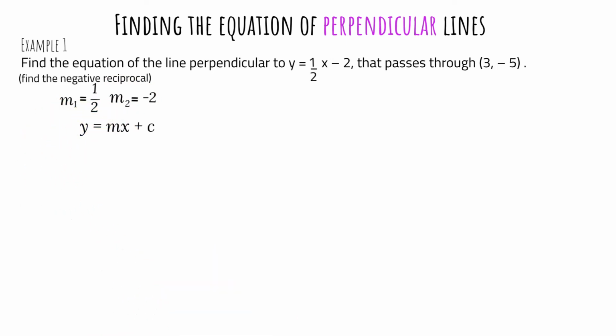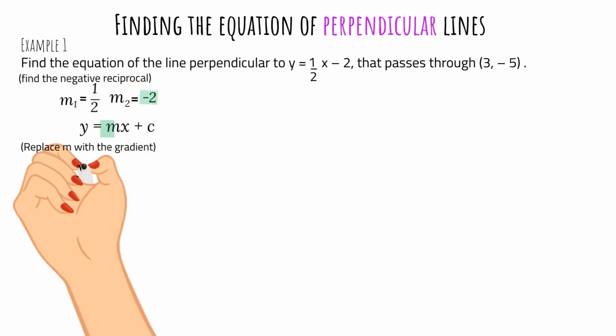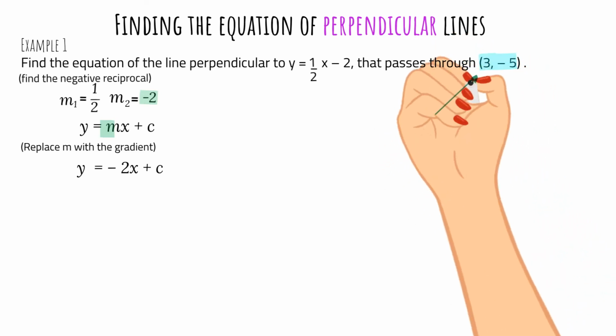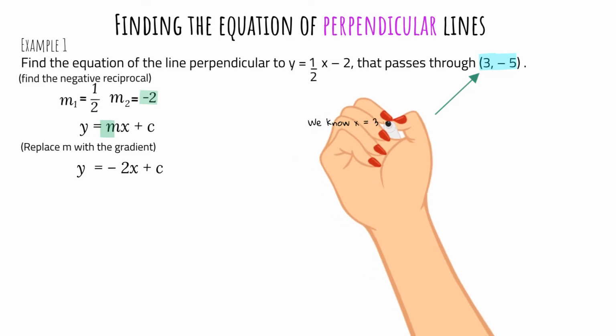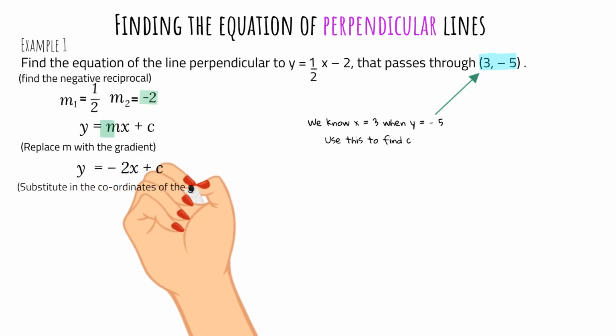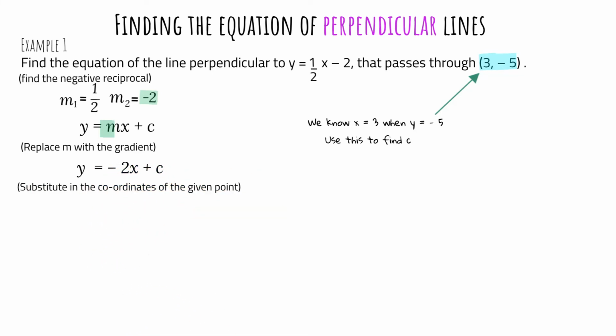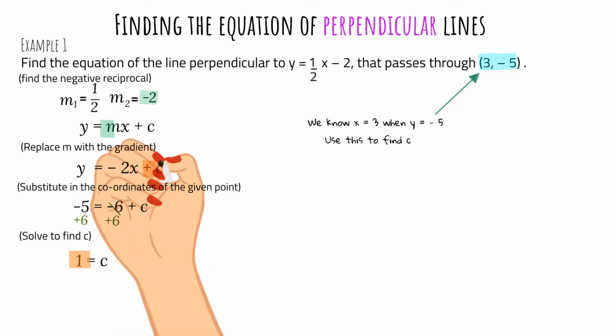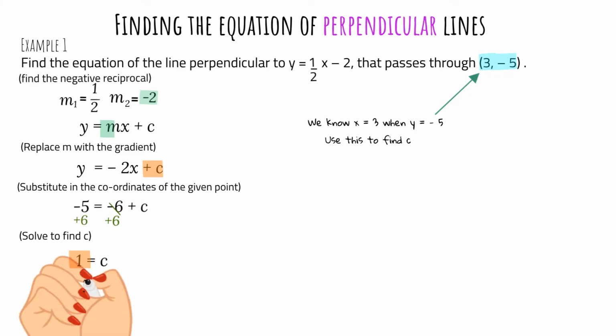So if we have y equals mx plus c, I now need to replace m with the gradient. So m becomes -2, so I get y is equal to -2x plus c. And you should be so familiar with what to do next, because we know x is 3 when y is -5, so I'm going to use this to find c. So I'm going to substitute in the coordinates of the given point, and that gives me -5 is equal to -6 plus c. Now solve to find c, plus 6 to both sides, and I get c is equal to 1. Well, if I know my gradient is -2 and that c is 1, then I know the equation of my perpendicular line is y equals -2x plus 1. And there you have it.